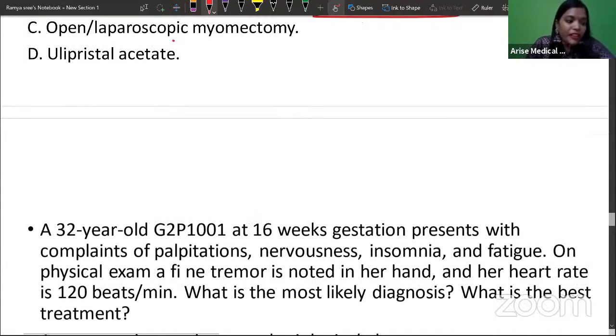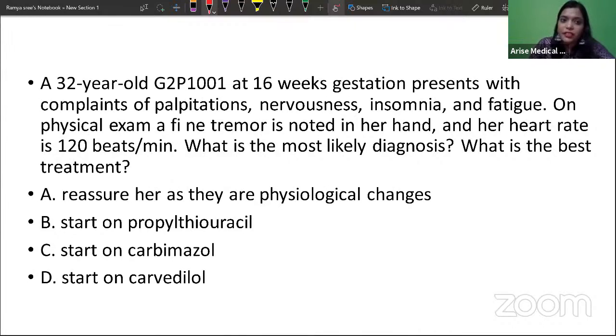I think we can see one more question before we end the session. A 32-year-old Gravida 2 Para 1 Living 1 at 16 weeks of gestation presents with complaints of palpitation, nervousness, insomnia, and fatigue. On physical exam, a fine tremor is noted in her hand. Her heart rate is 120 beats per minute. What is the most likely diagnosis and what is the best treatment for her?